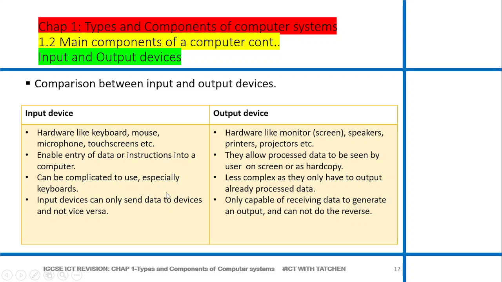The next thing we'll have to look at is input and output devices. So just a brief comparison of them. These two, input and output devices, will be looked at in more detail in chapter 2. That's a whole topic on its own. But here, let's just briefly look at them. Input devices, basically hardware like keyboard, mouse, microphones, help you to enter data into the computer.